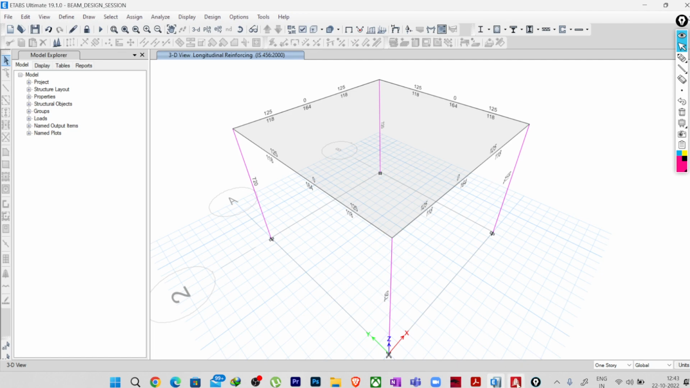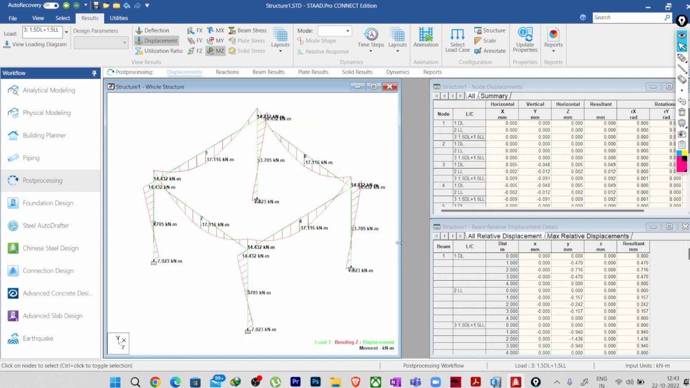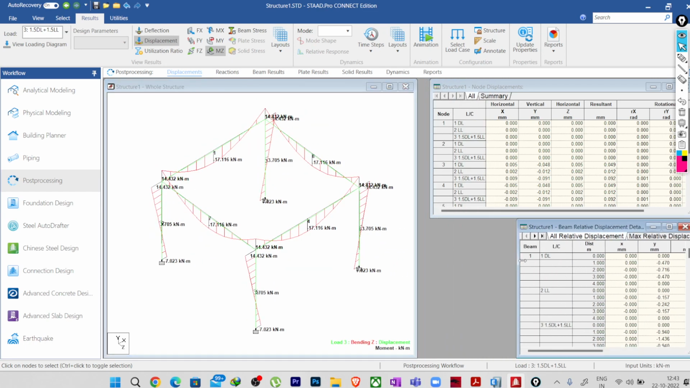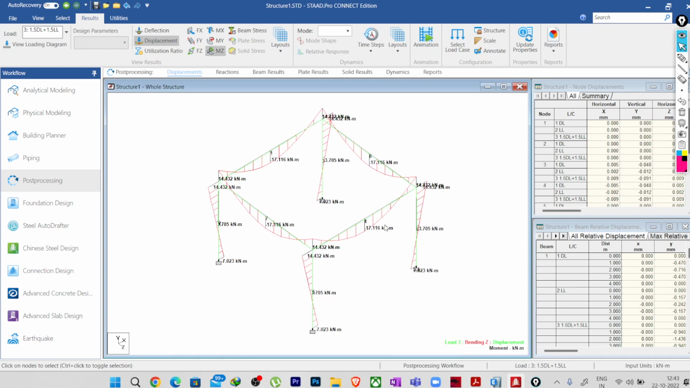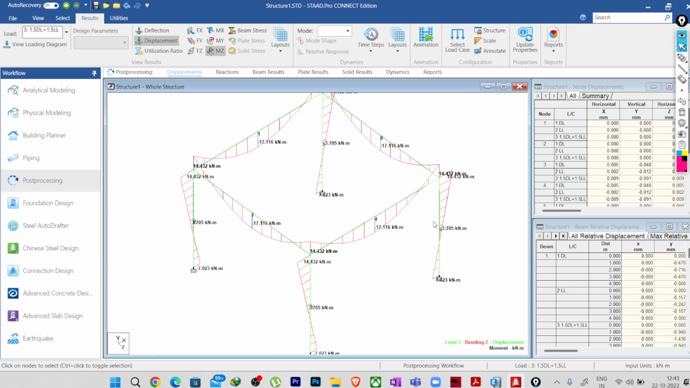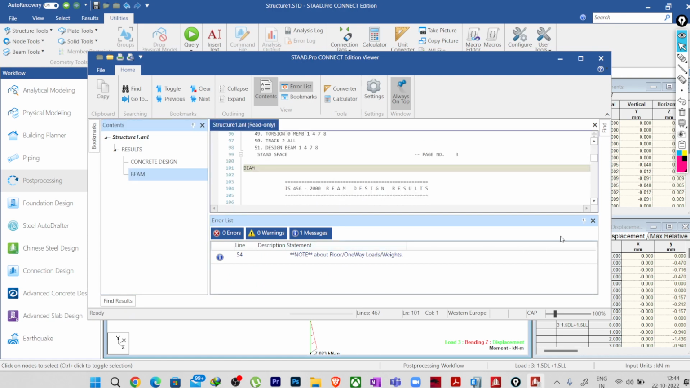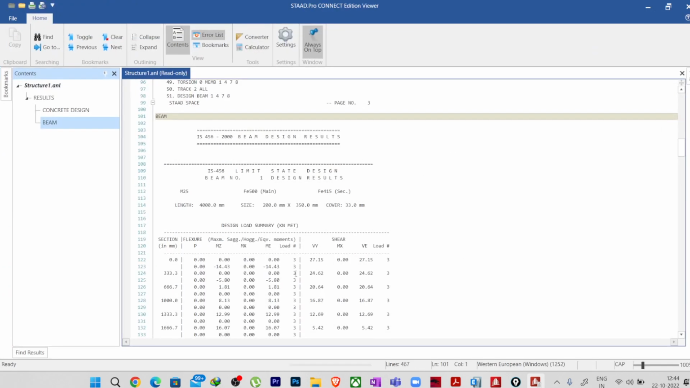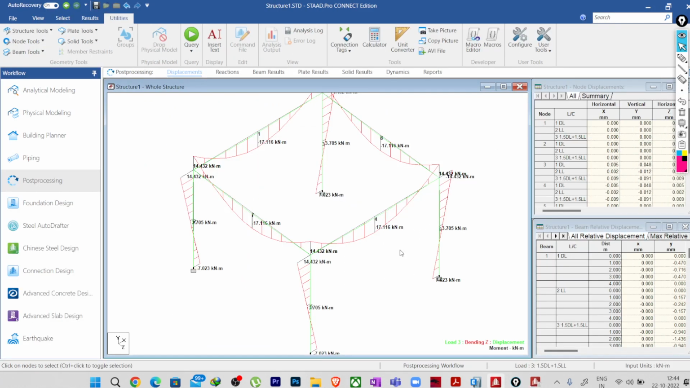I'm not going very in depth for STAAD Pro because I specifically do not use STAAD Pro for RCC design. STAAD Pro is one of the best softwares for steel design. Obviously, there are many people who use STAAD Pro for RCC design, but this is my preference that I am not using it. If you are using STAAD Pro, you can see in the design result that it is also giving a similar kind of results. STAAD Pro designs for 13 different locations. The same thing ETABS also does, right? ETABS is also doing the same thing.